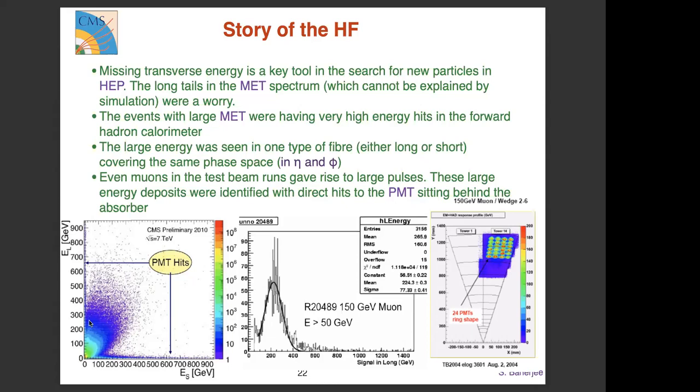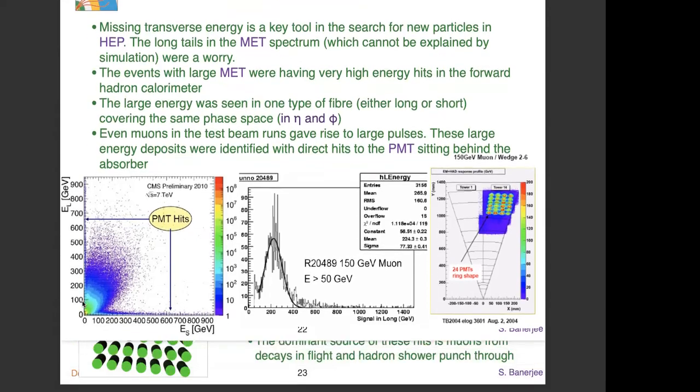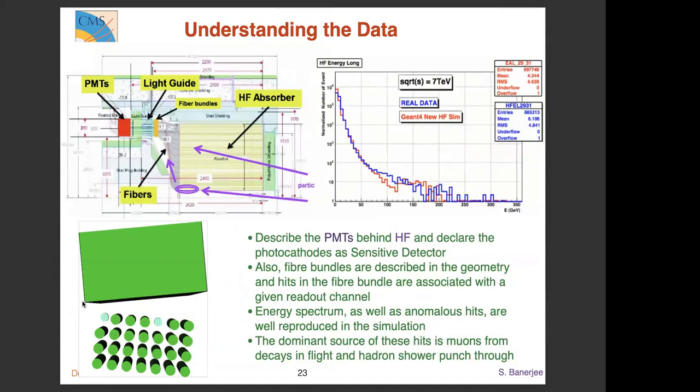Again, each PMT has a single anode, so we cannot really distinguish one from the other. So we took again the help of the simulation to understand that. We described the PMTs behind HF and declared the photocathodes as sensitive detectors. Also, the fiber bundles which go all the way to the PMTs were described as well. So they're describing the geometry, and the hits in the fiber bundle are associated with a given readout channel. And obviously the PMT hits are also described and go to a given channel.